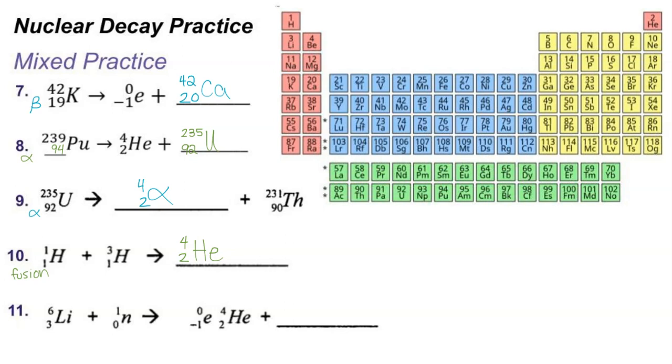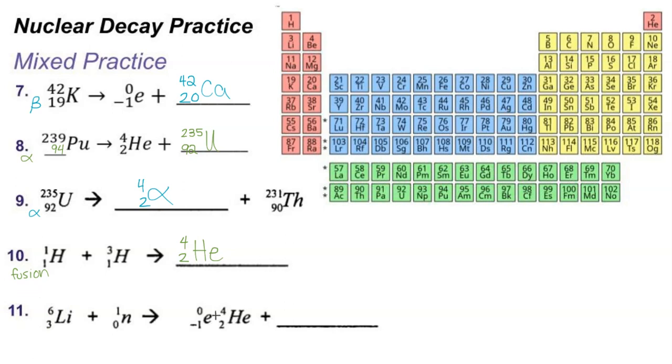Moving on to number 11, we have lithium and then a neutron reacting together to form some products. Now I do think that there's a small mistake on our sheet here. These are two separate particles, so there should be a plus sign in between them, so I'm going to add that in. And then we need to figure out what is our isotope coming out of this nuclear reaction. So we have a couple things happening here. We have something being bombarded with a neutron, and then we will see what happens from there.